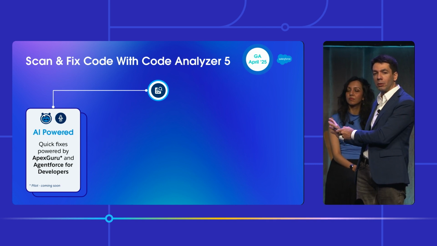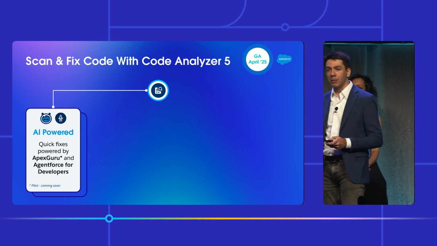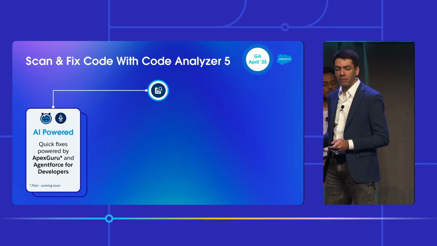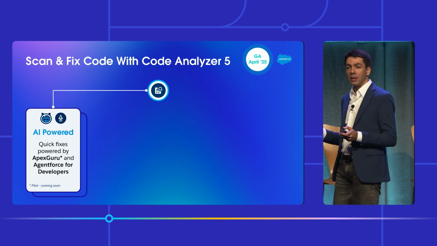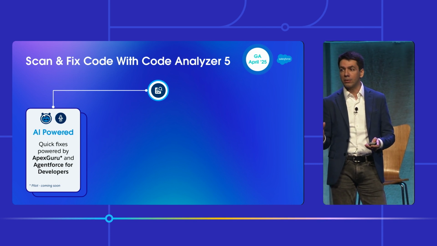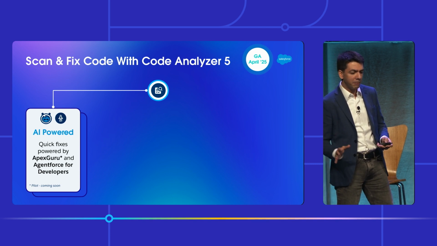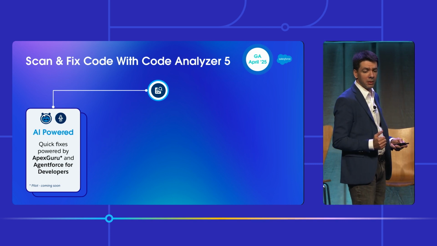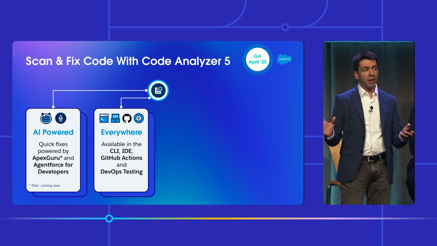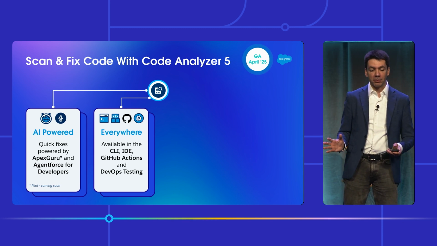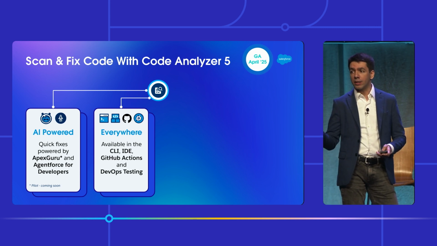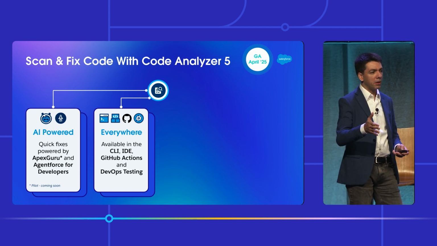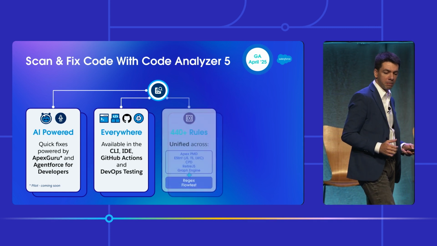In the ApexGuru world, we're focusing more on performance issues that Colonizer detects in your code. With Agentforce for developers, we have a more generic approach to identify and fix issues that Colonizer detects. We're starting with around 20 PMD rules, but that list will continue expanding. Colonizer 5 is available across all of our developer experiences, so in the world of the CLI, in the world of the IDE, our GitHub action, and DevOps testing, which I'll discuss in a second.